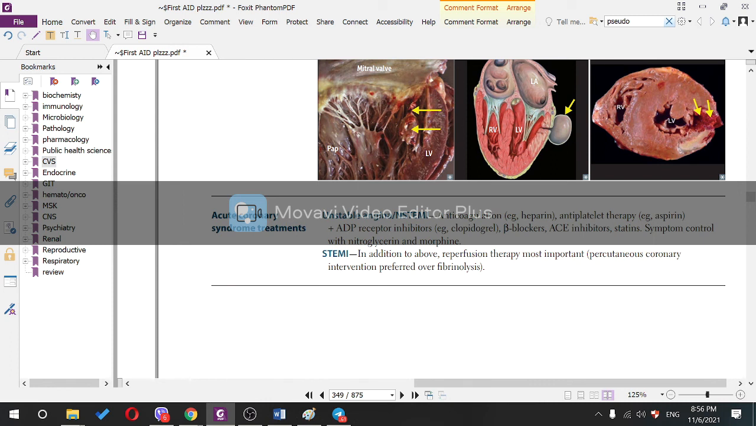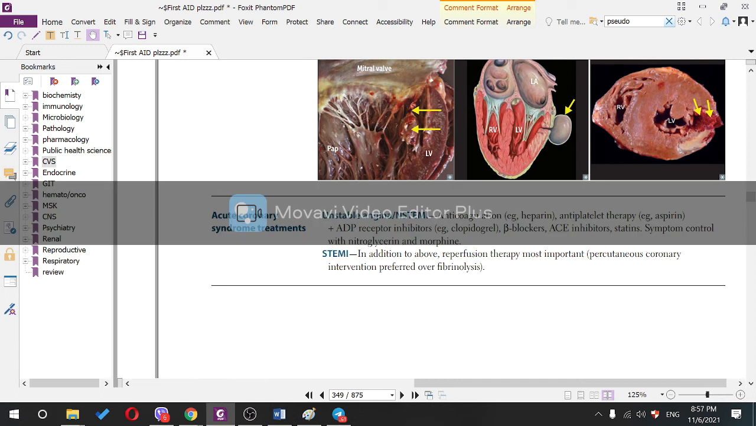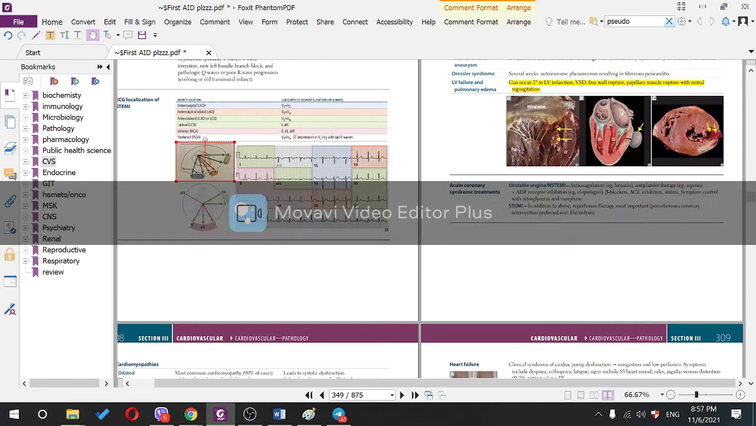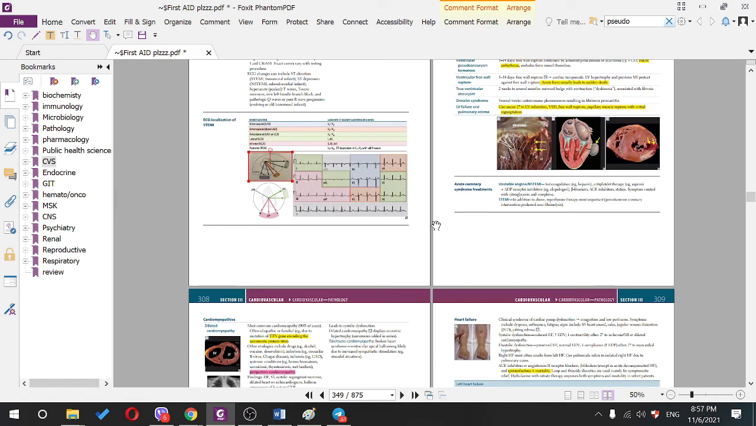If that is impossible, it will be the fibrinolytics. So you have to give fibrinolytics if you don't have a catheterization lab in your hospital. Guys, there is one question you must know about. Some person just mentioned it, and it's super high yield to know it.